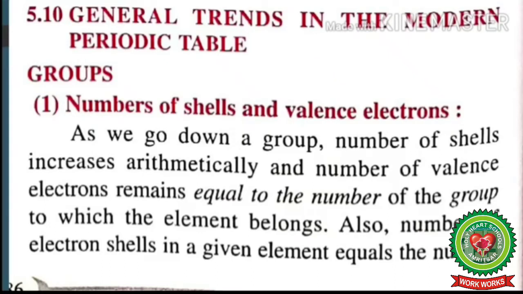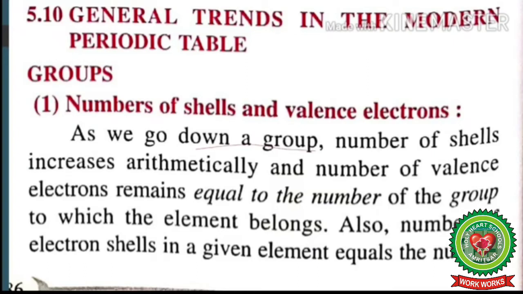Children, open page number 86 of your concise chemistry book and start reading with me. 5.10 Periodic trends in the modern periodic table. Groups. Number of shells and valence electrons.